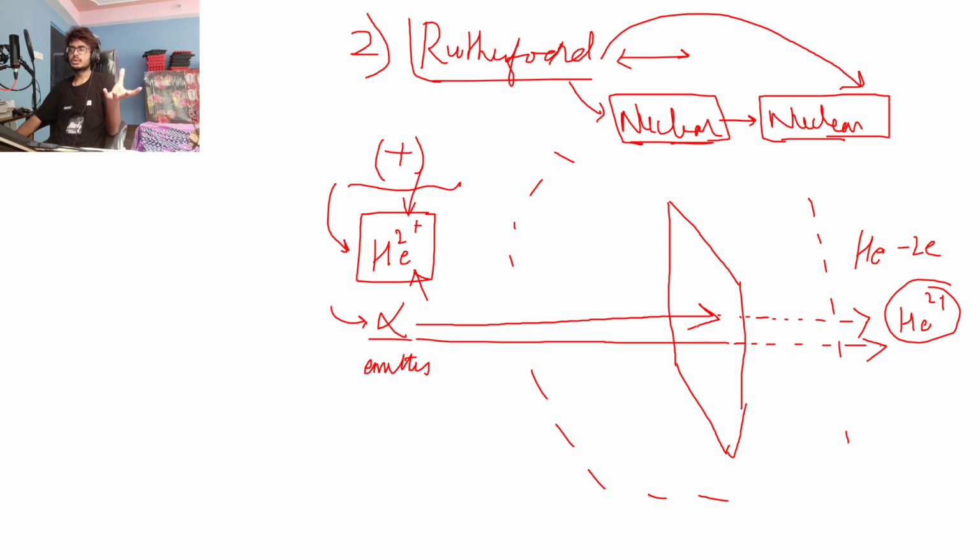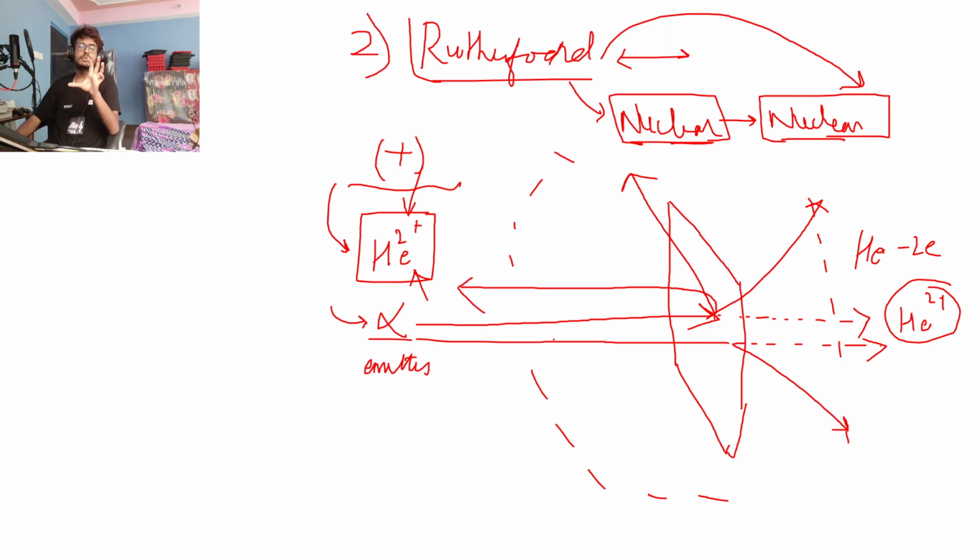A small portion of the alpha particles rebounded at certain angles. So it didn't go straight in; it went off at different angles. And an even smaller portion of alpha particles completely rebounded back. So these three were the observations of Rutherford's experiment.